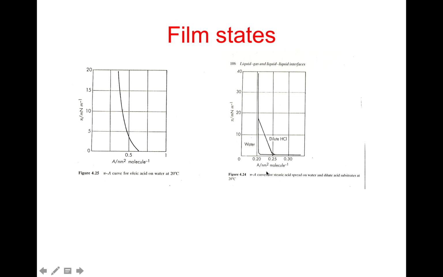Similarly, pi A curves for stearic acid spread on water and on dilute acid at 20 degrees C are given by this diagram. On pure water, as we said before, is that steep one, and on dilute HCl is that. You can see that the steep one, if extrapolated to 0 pi, will give you an area per molecule there.